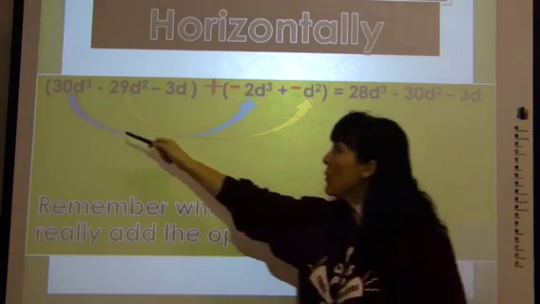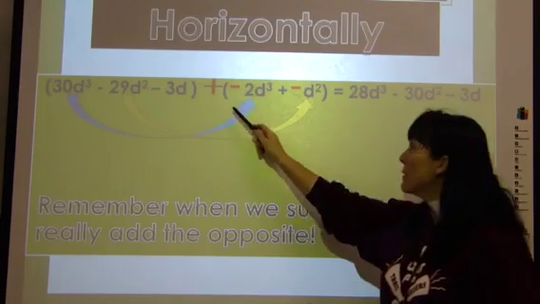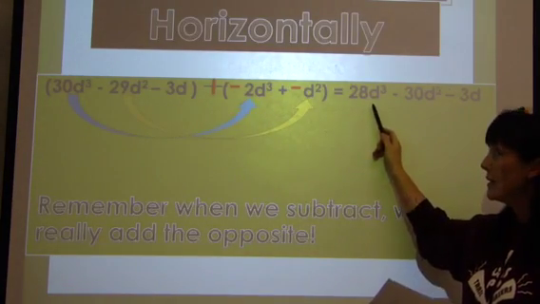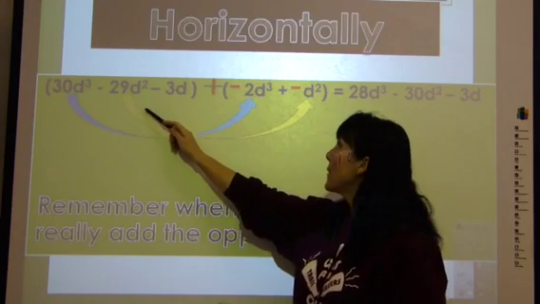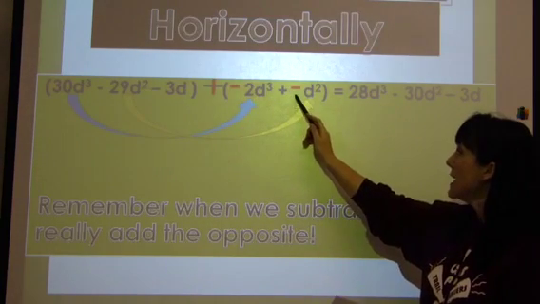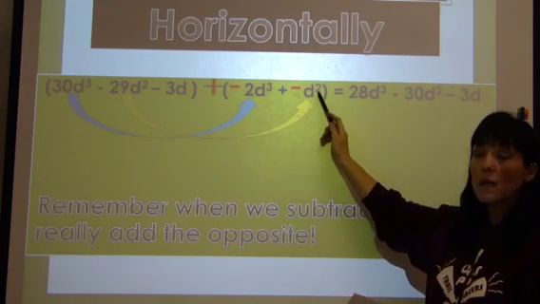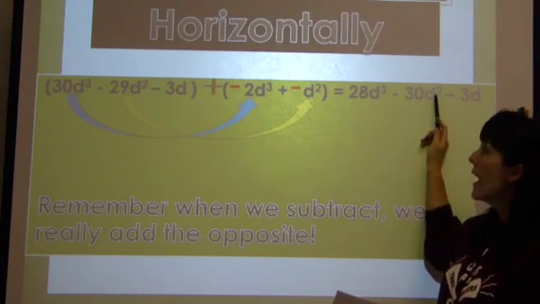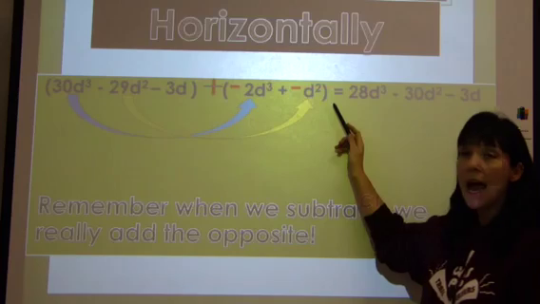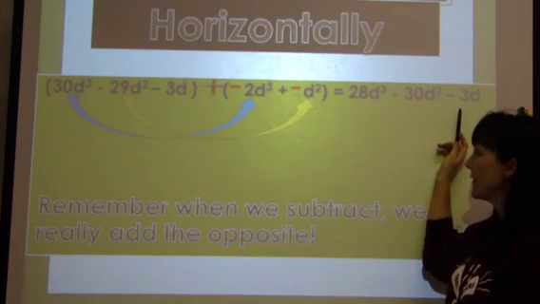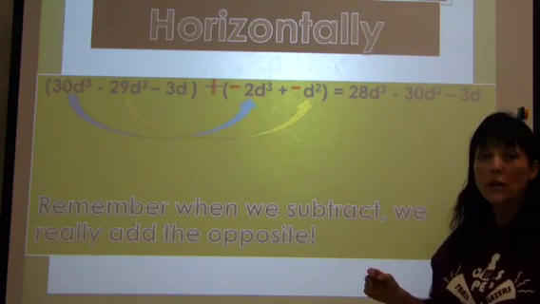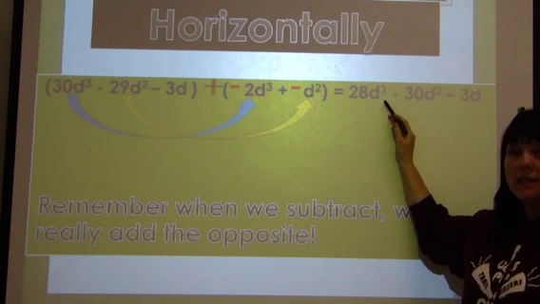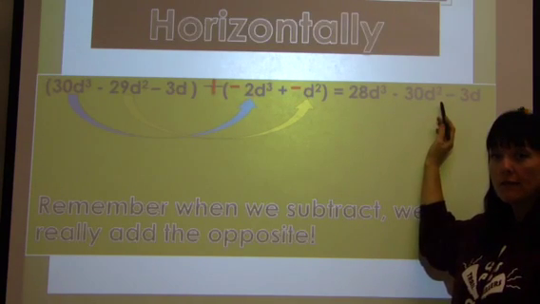So let's start with 30d cubed. Plus negative 2d cubed is going to give you 28d cubed. Negative 29d squared plus negative d squared, which is negative 1d squared, is going to end up being negative 30d squared. And then negative 3d has nothing to add or subtract to it, so it remains negative 3d. Remember when you're listing your final answer that you do it in standard form. Your exponent should be decreasing from left to right.